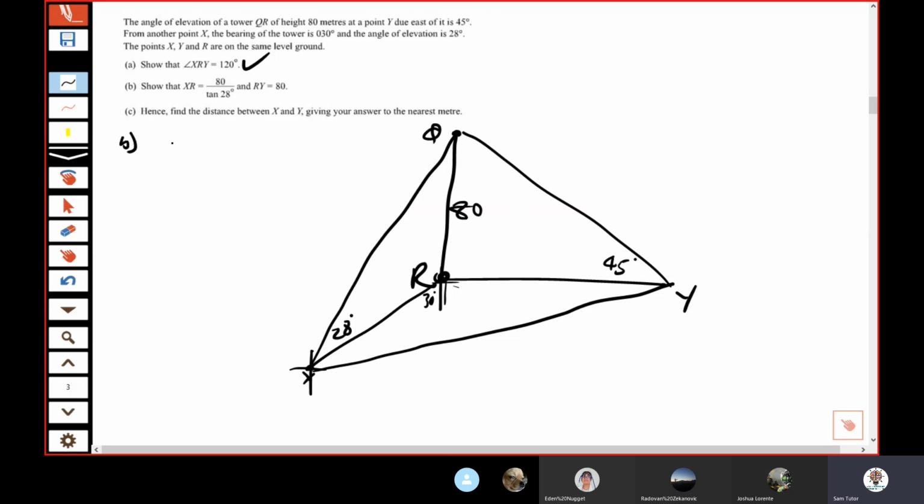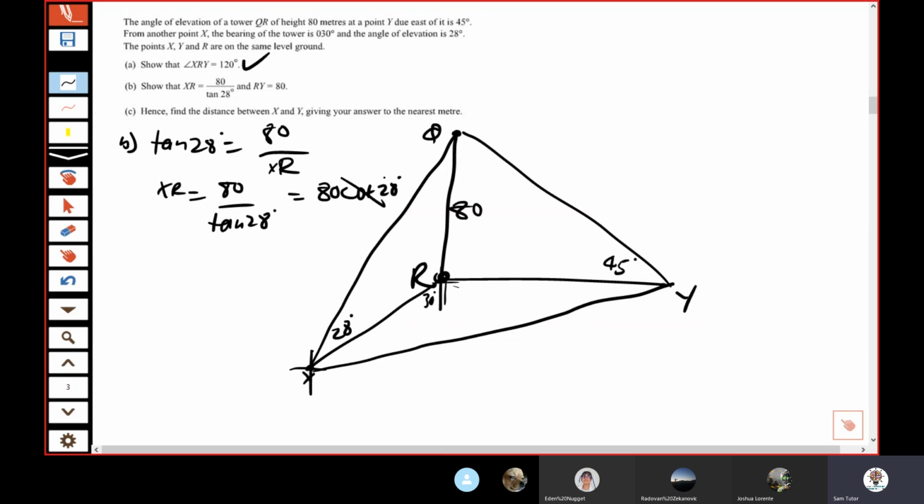For part B, you just start with tan 28, since 99.99% of the time it's tan. So tan 28 equals opposite over adjacent, and XR equals 80 on tan 28. Try to avoid what your teacher will write, which might work nicer because you're not using fractions, but you can't use it in your calculator, so it's useless. For RY, tan 45 equals opposite over adjacent. Tan 45 is 1, so therefore RY is just 80.